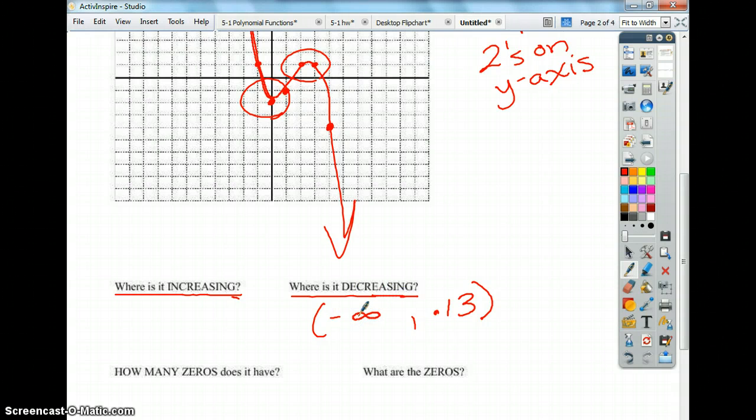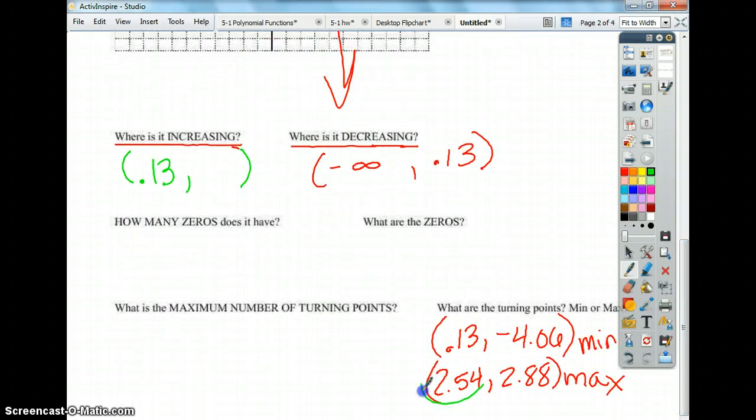Okay, no, I'm happy. So, what's happening from here to here? From the green to green? It's increasing, very good. So that can go in the increasing portion. So it starts increasing here at 0.13, and then it stops increasing here. That's right, and our other value, this 2.54 value.